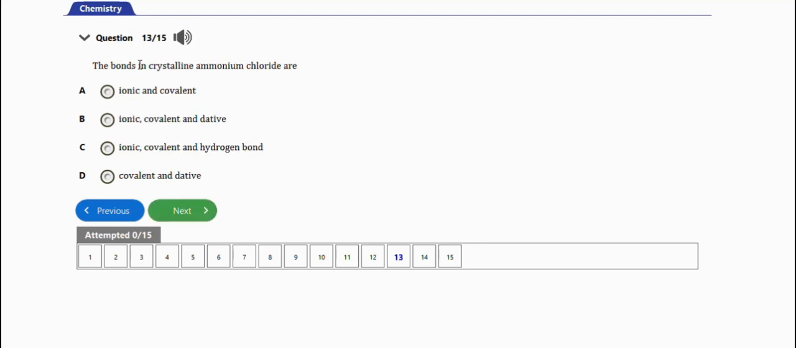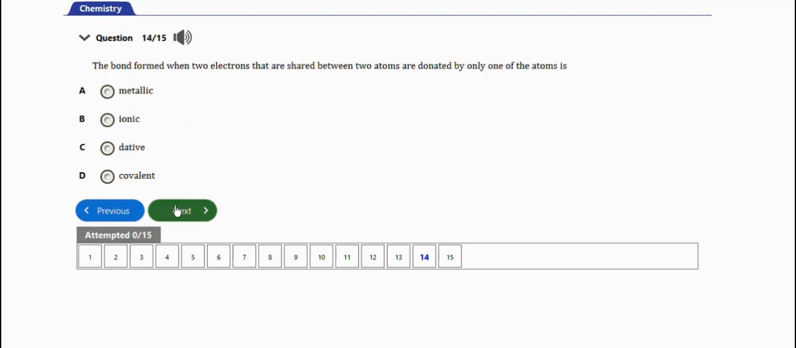The next question says the bonds in crystalline ammonium chloride are ionic and covalent, ionic, covalent and dative, ionic covalent and hydrogen bond, covalent and dative. So the right answer is option B, ionic, covalent and dative. Take note of this particular question as well.